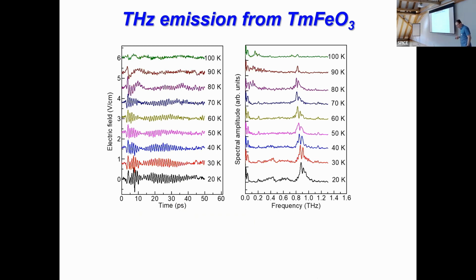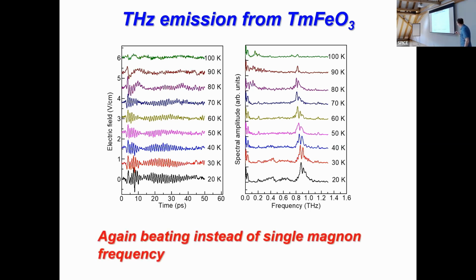And as in the case of transmission, here again, instead of the quasi-monochromatic signal, there is a clear envelope and beating in the time domain, while in the frequency domain, it corresponds to the splitting of the magnon band. So how can we explain these observations?